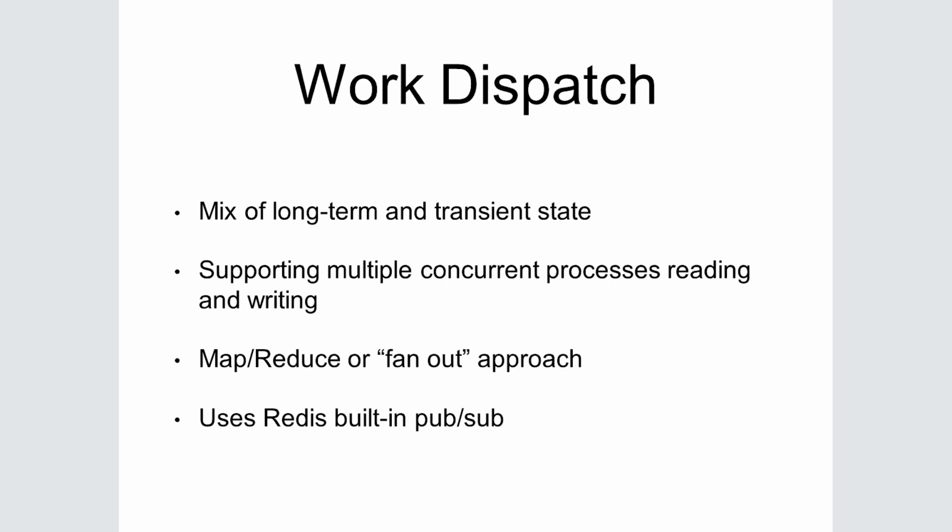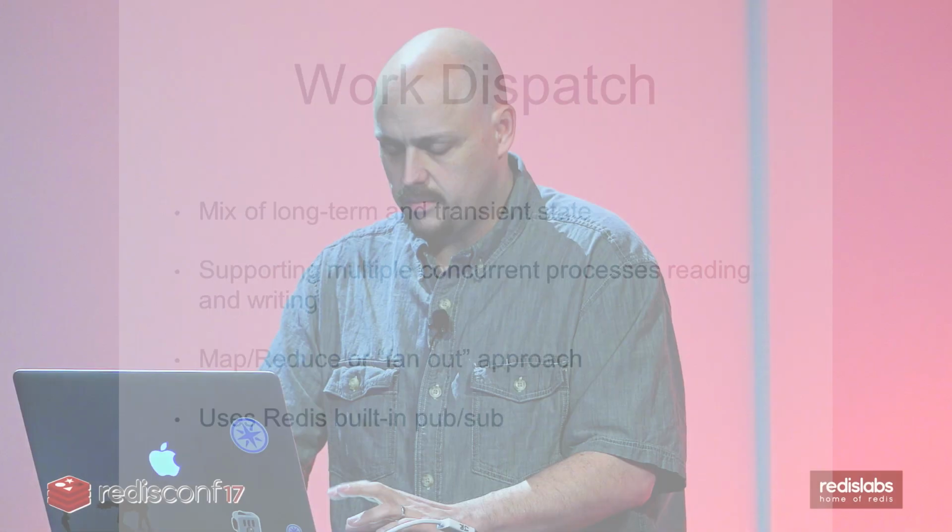So with the batch management system, we had a mix of long-term and transient. So it's kind of a mix of the first two solutions. There was some clear cache usage as well as using it for a NoSQL store. It supported multiple concurrent processes for reading and writing. So we had literally thousands of worker processes doing the individual work. And as work was completed or failed, we used the Redis pub/sub for notification.